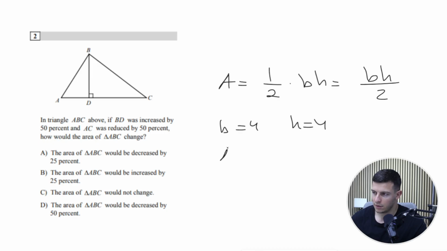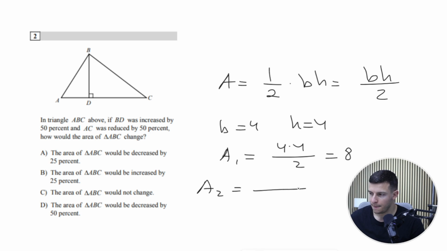Again, it doesn't matter. So the area for this, A1 let's call it, is going to be 4 times 4 divided by 2, which is going to be 16 divided by 2, 8. Now, what does it say? It says one of them increased by 50%, the other one decreased by 50%. So if we increase 4 by 50%, it will become 6, right? If we decrease 4 by 50%, it will become 2. So 6 times 2 divided by 2 is going to be just 6. Now what happened to our area? It was 8 before, now it's 6.